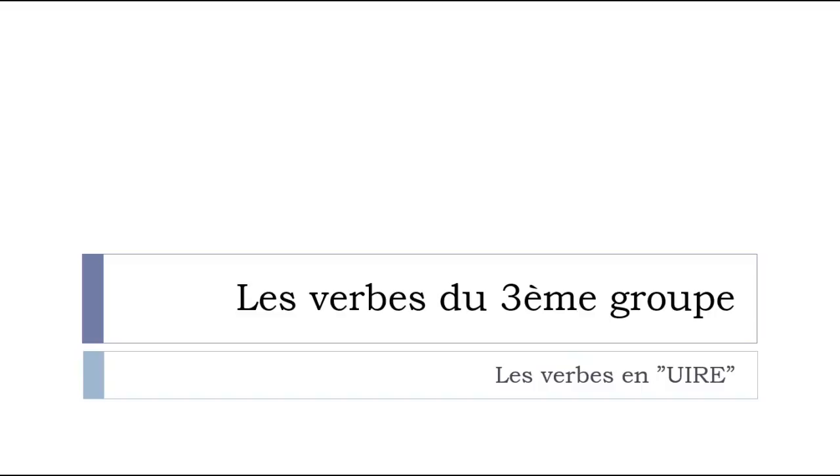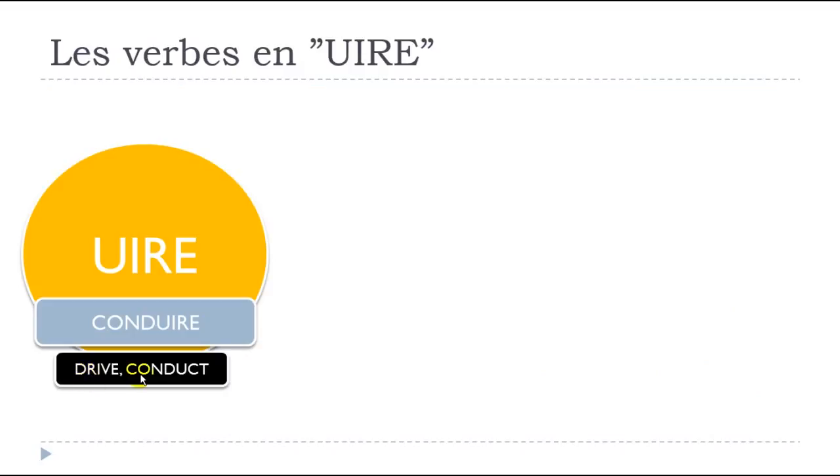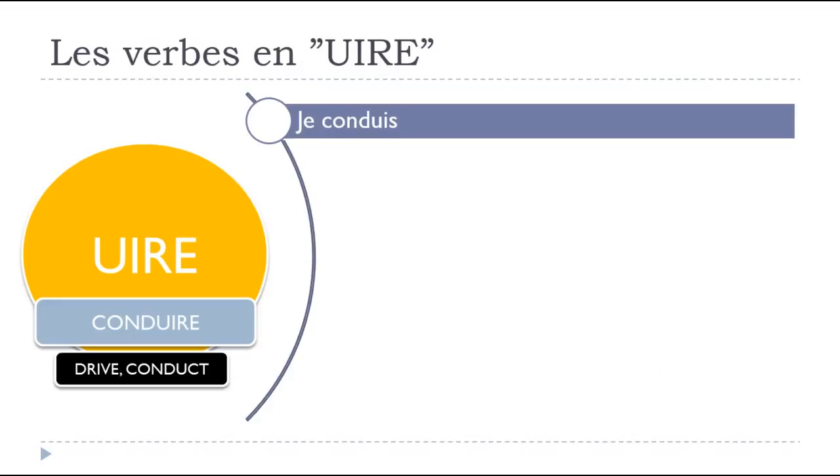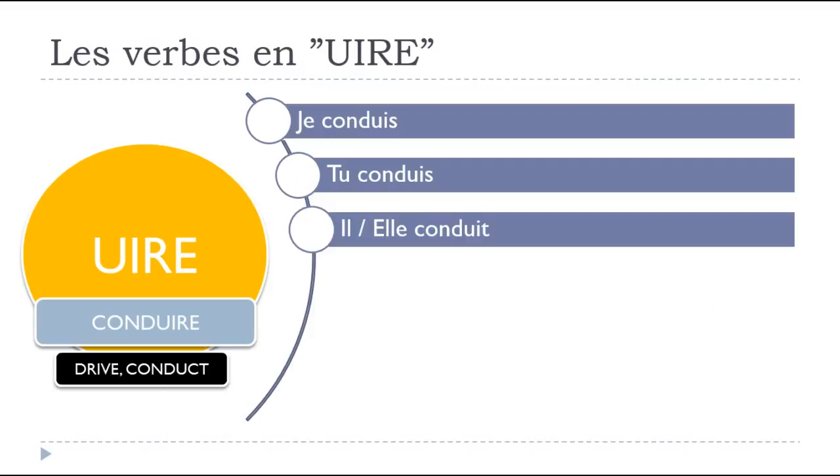Les verbes du troisième groupe. We'll see together more precisely how to conjugate the verbs that end with uire. Let's start now. The verb that could represent this category is conduire. Conduire means to drive or conduct. Let's see how you will conjugate this verb. Je conduis. Tu conduis. Il conduit. Elle conduit.